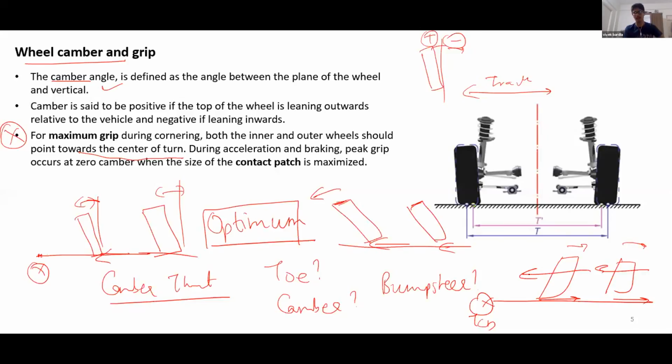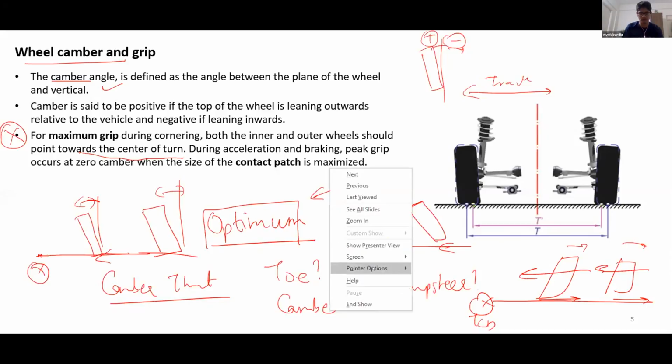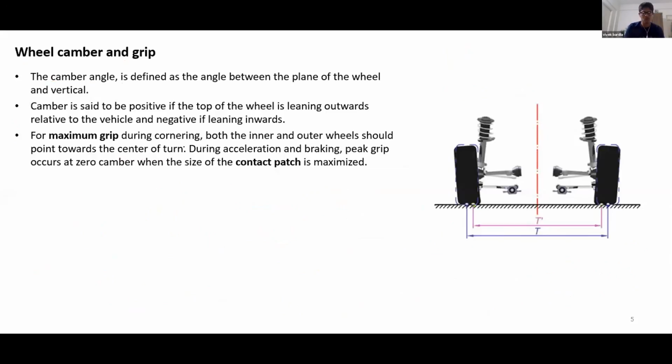How do we achieve this kind of characteristic? Okay, so this was for cornering. Remember, we have three main maneuvers: cornering, braking, and acceleration. So during cornering, I would like to maximize the right kind of camber.